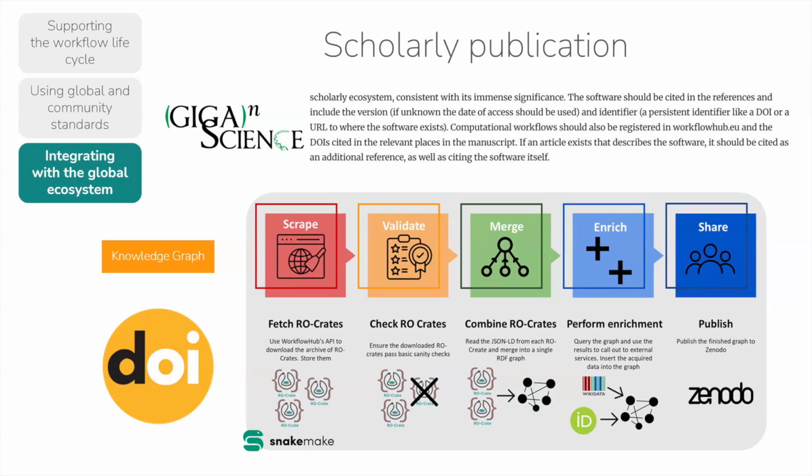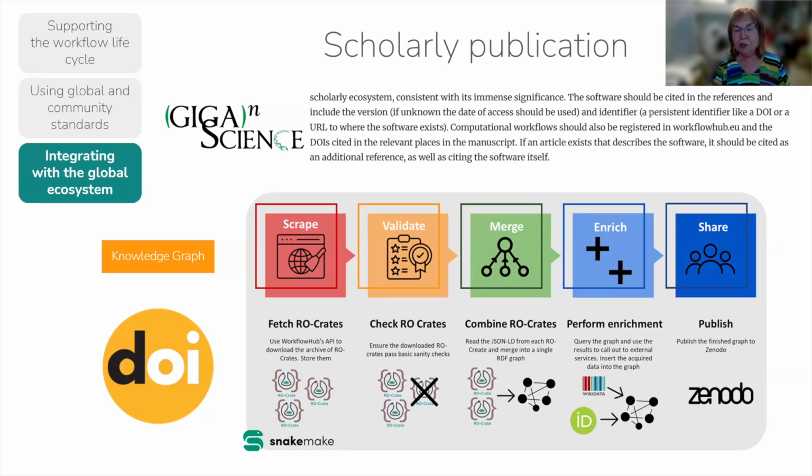So journals are increasingly including WorkflowHub as a preferred registry for when you have workflows in your publication. Here's a screenshot from GigaScience, which mentions that computational workflows should be registered in WorkflowHub, and you should get a DOI. We have also produced a knowledge graph, which means that this knowledge graph can then be introduced into other knowledge graphs in the community. So each workflow can have a DOI.